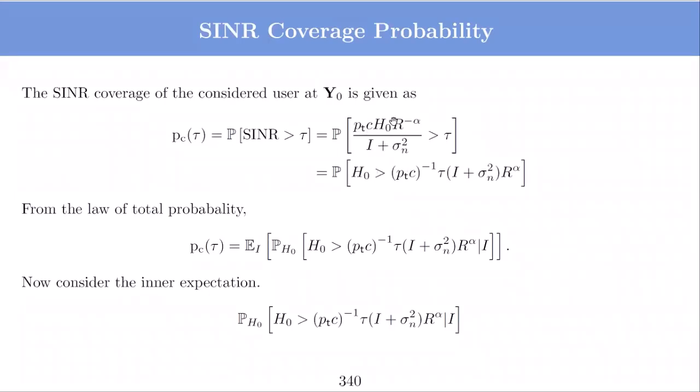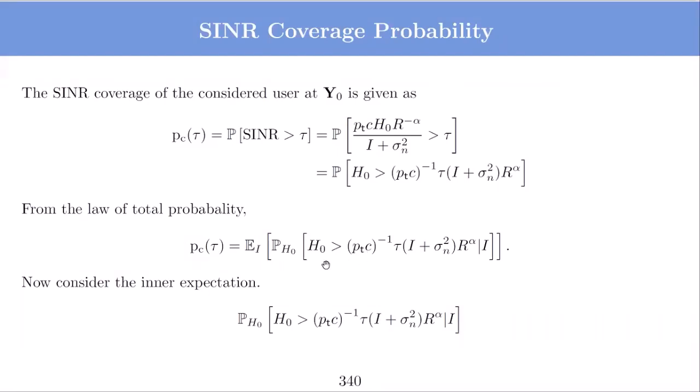So now, because there is one extra random variable here, I will rewrite it in terms of the probability that h0 is more than tau into I plus sigma n square divided by C pt and r^-alpha. Okay, so here we get this. Now there is one random variable, r, and the other random variable is h0. To calculate that, I will first condition on I, compute the expectation with respect to h0 because that is simpler, and then I will compute the expectation with respect to I.